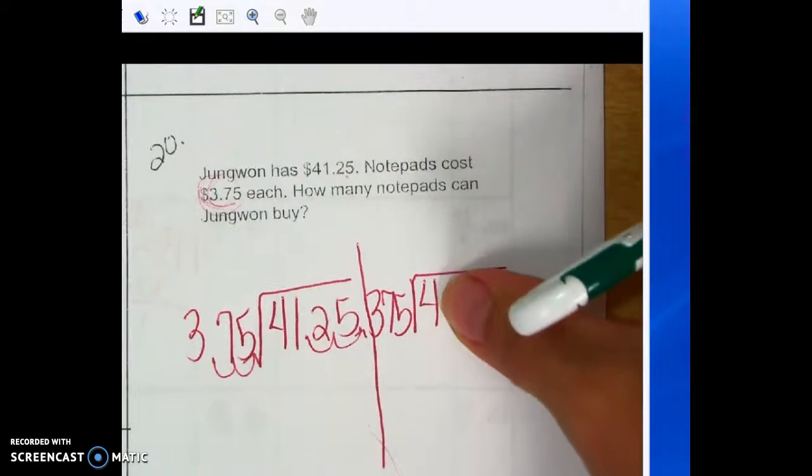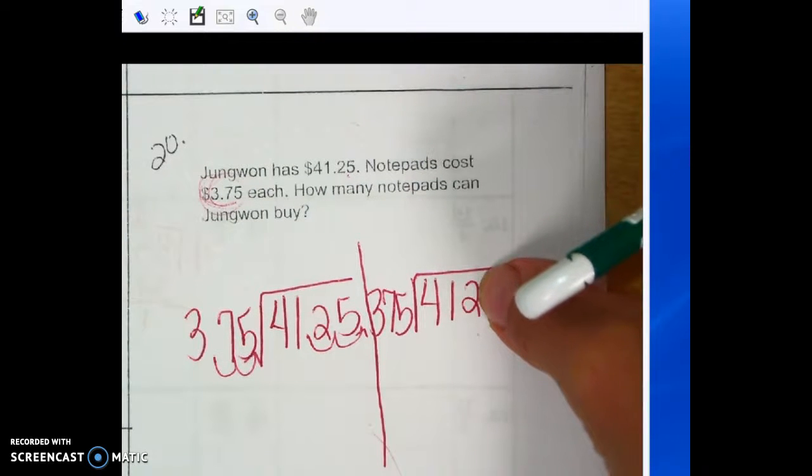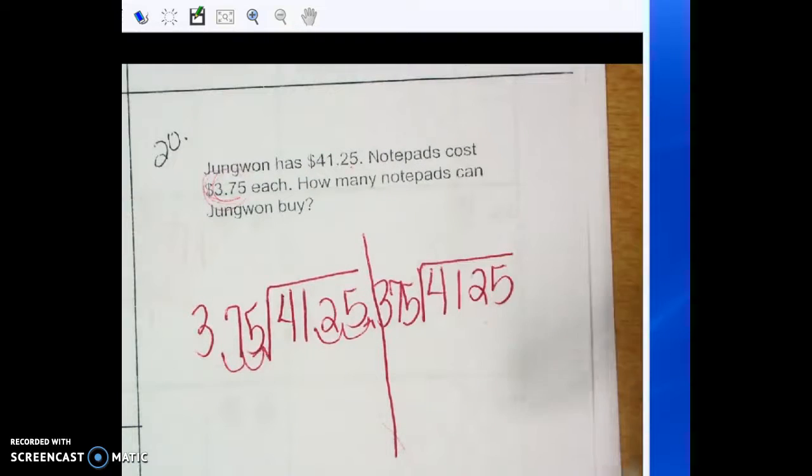375 won't go into 4. It won't go into 41. Think about how many times it'll go into 412 and put that number above the 2. Okay, and then finish up. Remember, if you have any change left over, if it's not $3.75, he can't buy another one. Okay, you want to know only how many times it will go in there, how many whole numbers it will go in there, how many could he buy. Good luck.